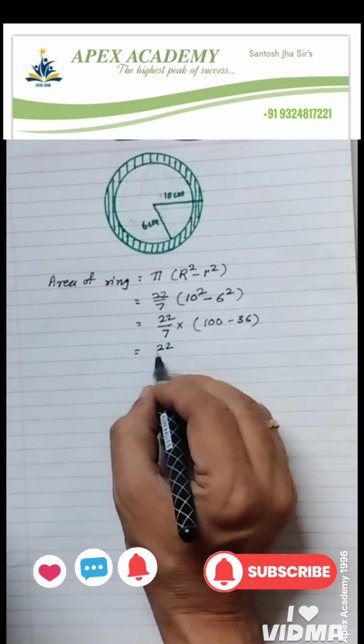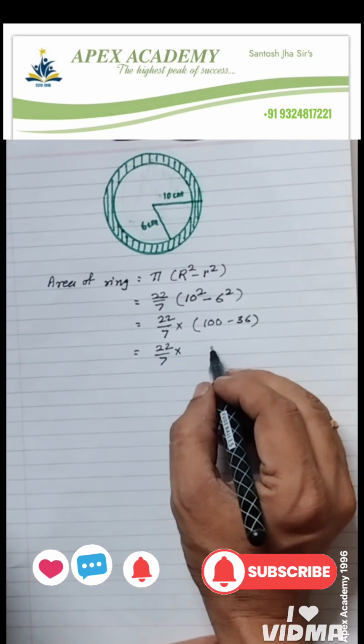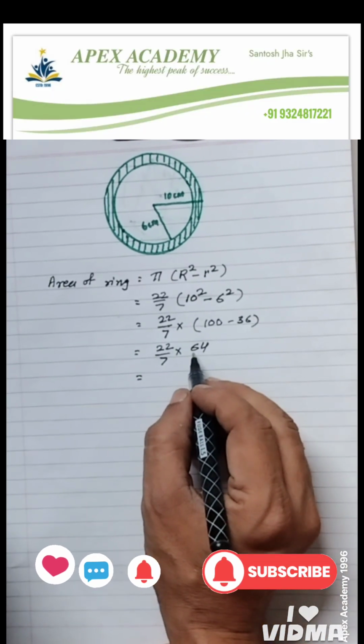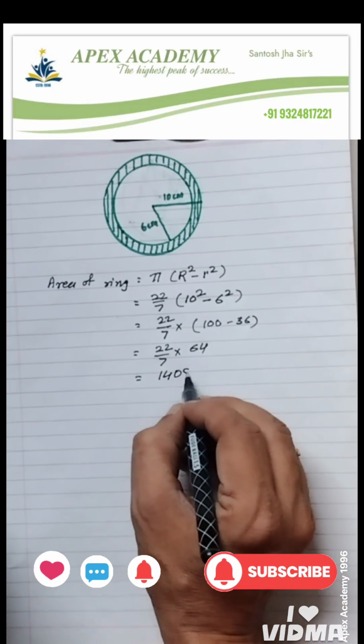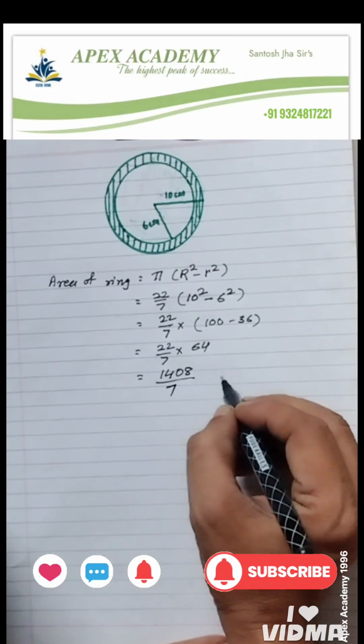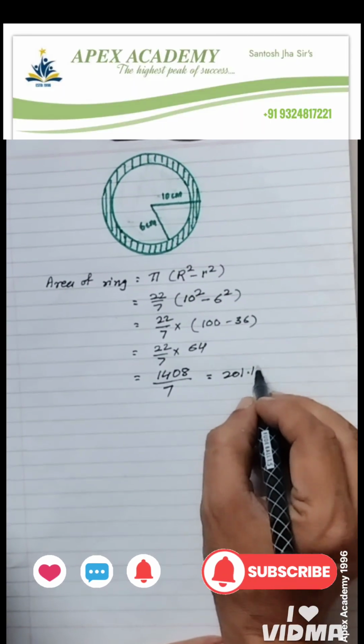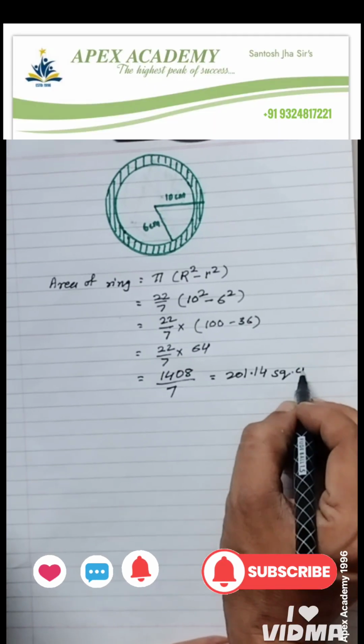So finally it is 22 upon 7 into 100 minus 36. Next, 22 upon 7 remains as it is. 100 minus 36 is 64. When we multiply 22 and 64, we'll get 1408 divided by 7. So your final answer is 201.14 square centimeter.